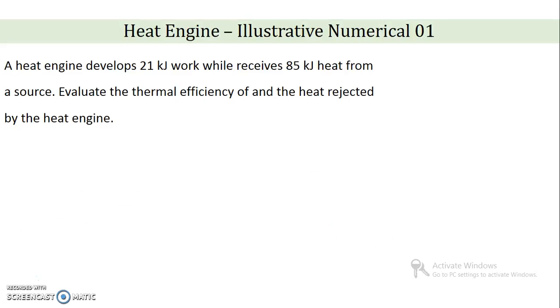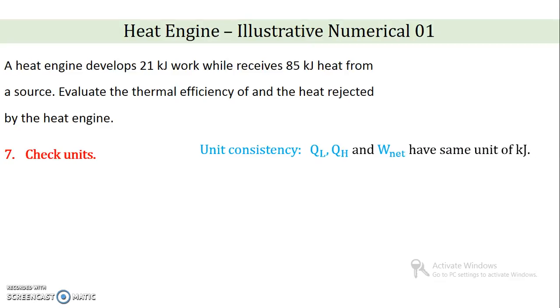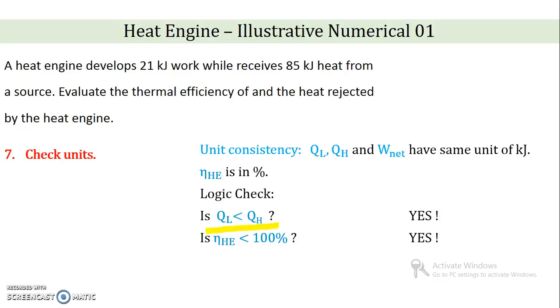Students, this is not the end of the numerical. We have to check the units, that QH, QL and W net have the same unit of kilojoule, and efficiency is expressed in percentage. After that, you have to logically check your answers. Number 1, is QL less than QH? Yes. Secondly, is the engine efficiency less than 100%? Yes. If both answers are yes, then there is a high probability that your answers are correct. This is the end of the solution for numerical 1.